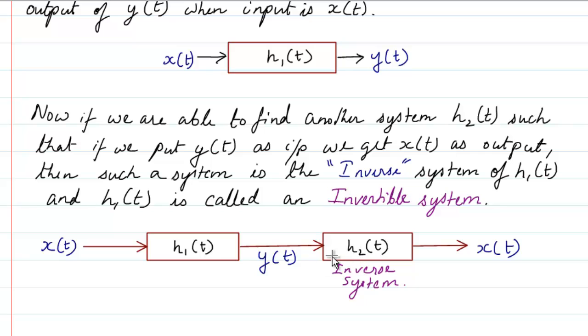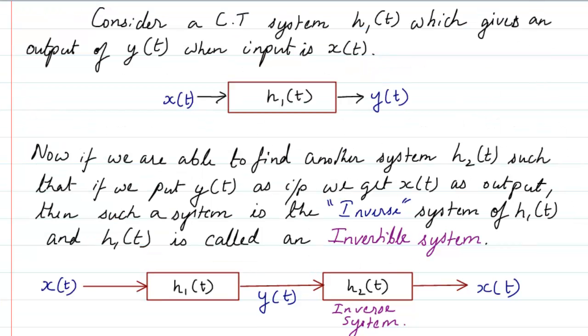Now based on example to example, you will have to see if there is an invertible system. So what is the condition? The condition is that for all times t, not just one or two times, if x of t gives y of t, then y of t passing through an inverse system should give back x of t. In that case, if there is an inverse system, then h1 of t will be called an invertible system.